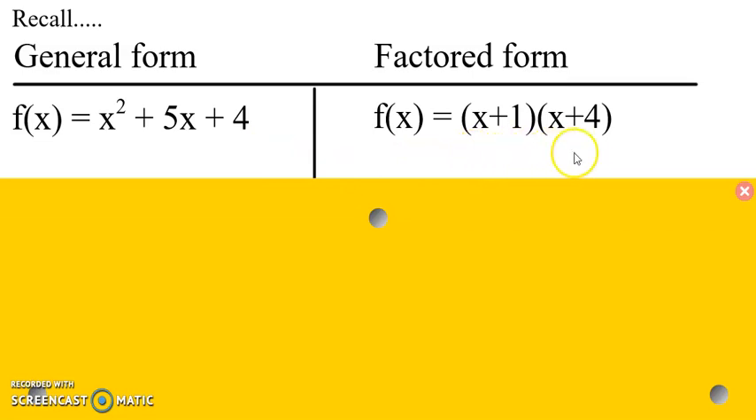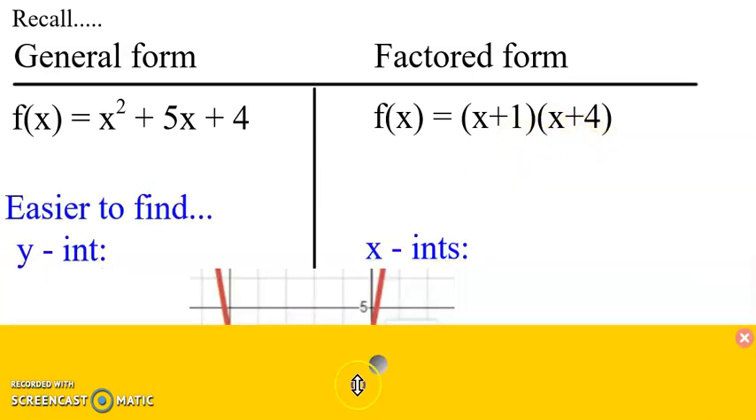Factored form helps us find the x-intercepts, and we would set each factor here equal to 0. So x plus 1 equals 0. When we solve for x, we get negative 1. And it's usually the opposite of the number there. So negative 1 plus 1 would give us 0, and that's what we're looking for. So x equals negative 1, and then also x equals negative 4.